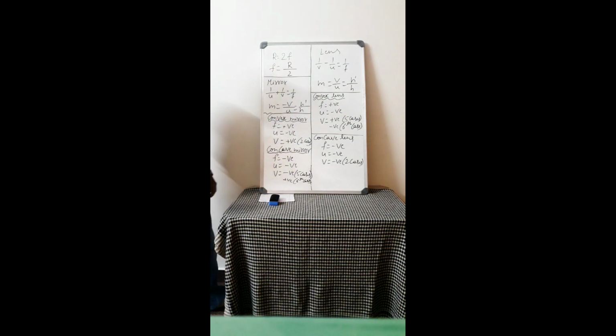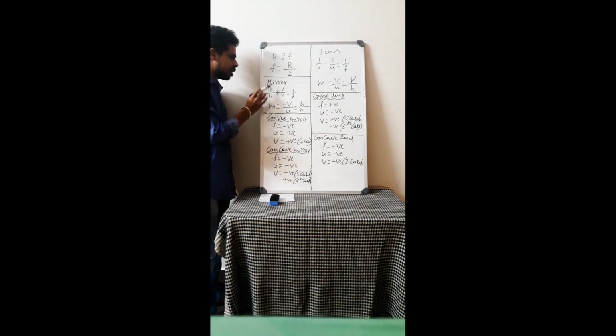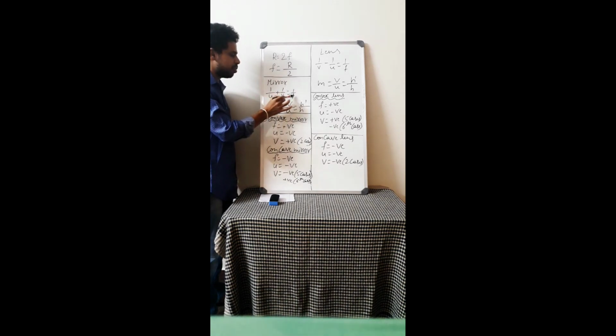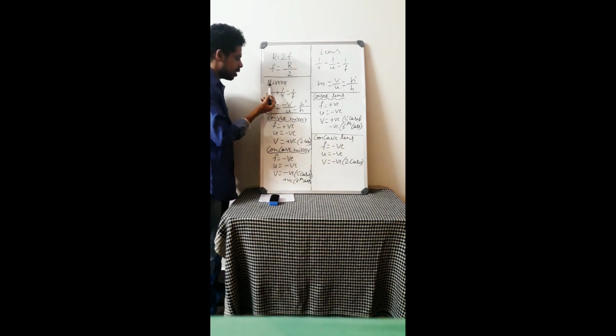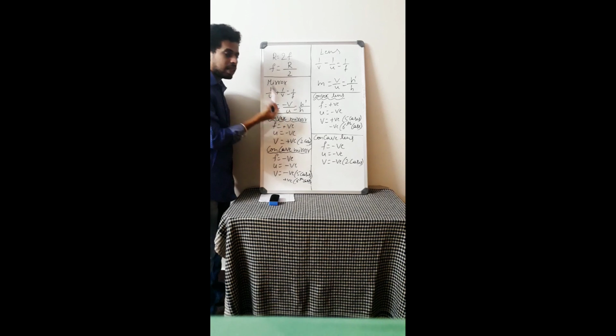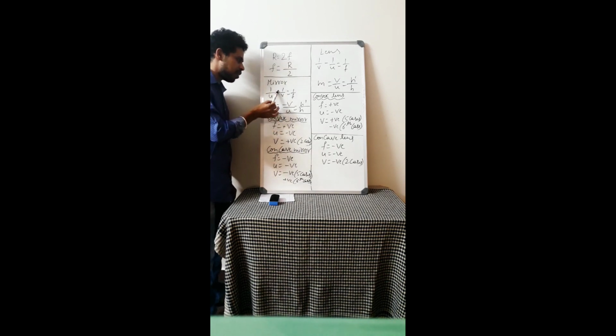So how to remember these formulas? See here, for a mirror you get positive 1 by v: 1 by u plus 1 by v is equal to 1 by f. But for magnification you will get minus. So you can remember m: mirror magnification is minus. If it is a mirror, magnification you will get as minus. If magnification is minus, then the formula will be plus. Here if it is negative, there it will be positive.